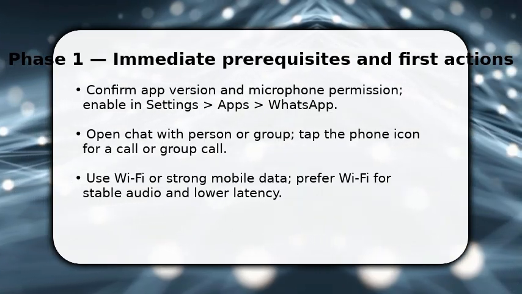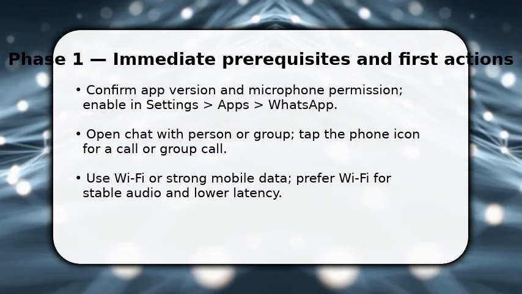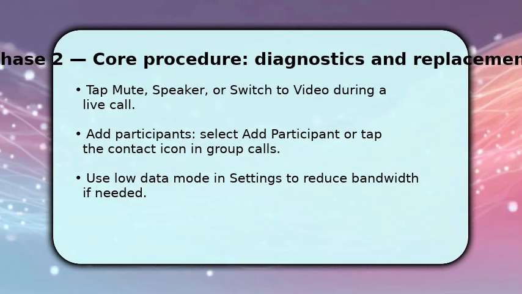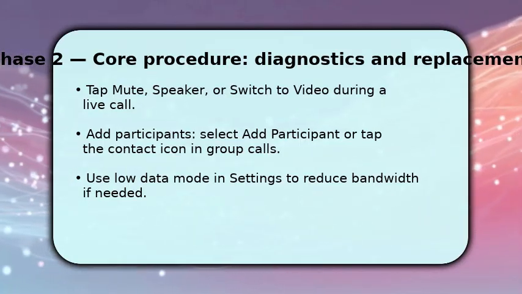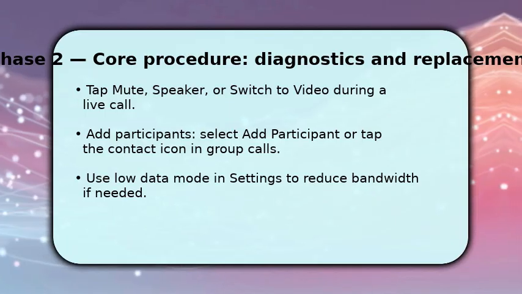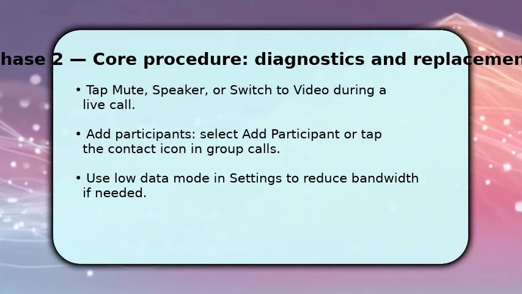the session immediately. Once the call is active, use the mute button to silence yourself quickly. This prevents background noise from interrupting others. Tap the speaker icon to switch between earpiece and loudspeaker, and use the camera icon to switch to video if you want to escalate to a video chat.